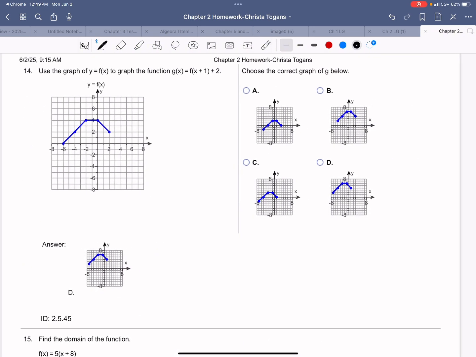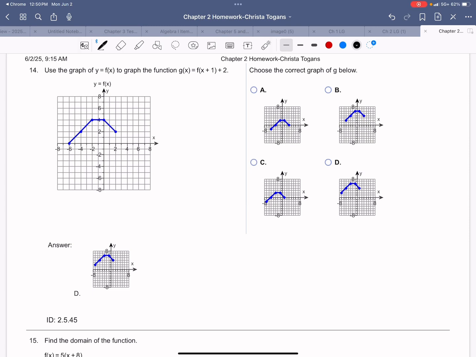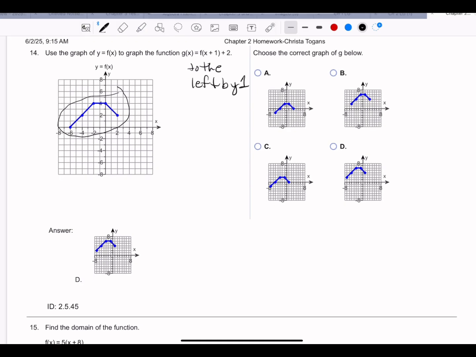For this one, all we're doing is taking the graph, which is here. We are shifting it to the left by 1. So to the left by 1. And shifting it up by 2.